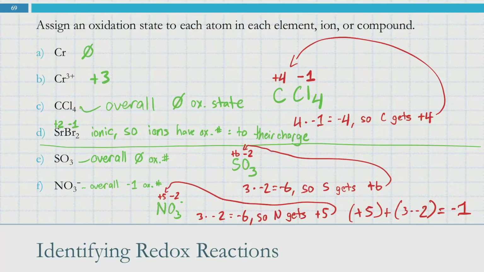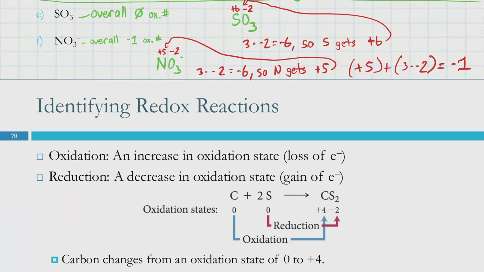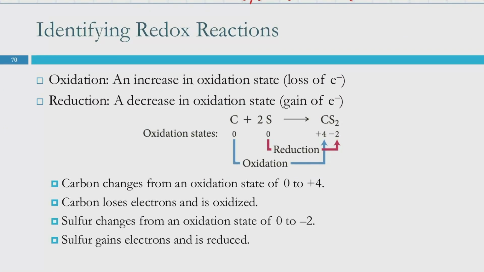All right, so the way that we would use oxidation states or oxidation numbers to identify redox reactions is that oxidation is an increase in oxidation state. Oxidation means our oxidation number goes up, which I feel like makes sense. And reduction means that our oxidation state goes down or is reduced, which I think also makes sense.